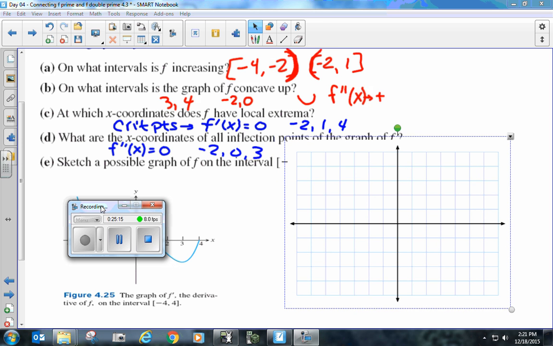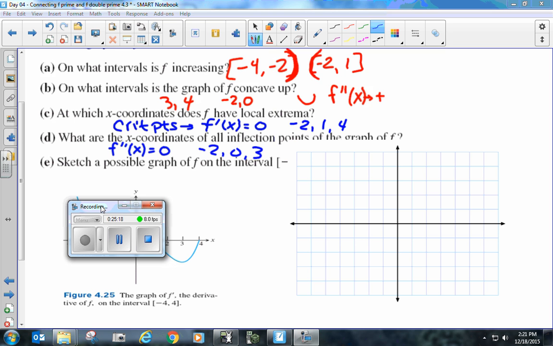I know for a fact that it is increasing. I will go from 1, 2, 3. Here's -4. Here's 1, 2, 3, 4. It's increasing from -4 to -2. So I'm just going to do a little sketch down here. I know it's increasing from here to here, right? It is also increasing from -2 to 1, which is the one. So it's going to continue to increase from here to here.